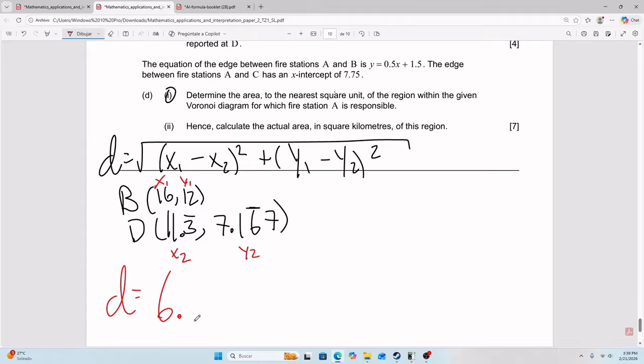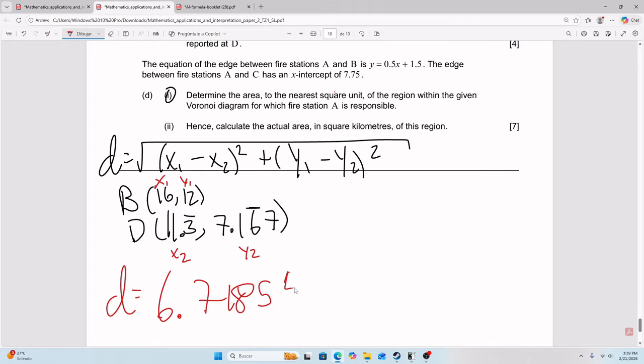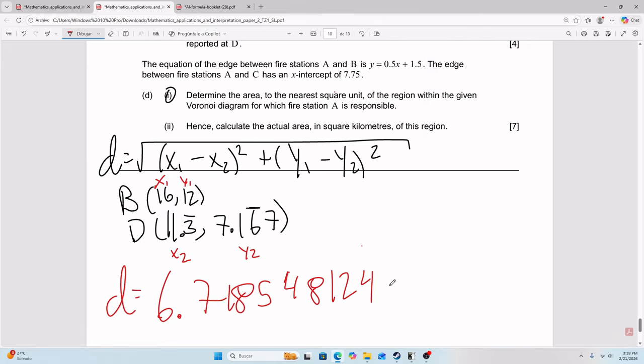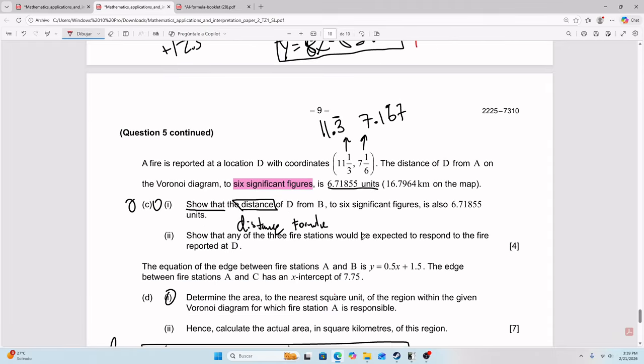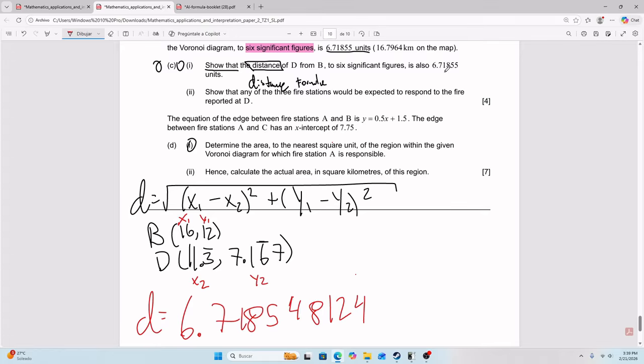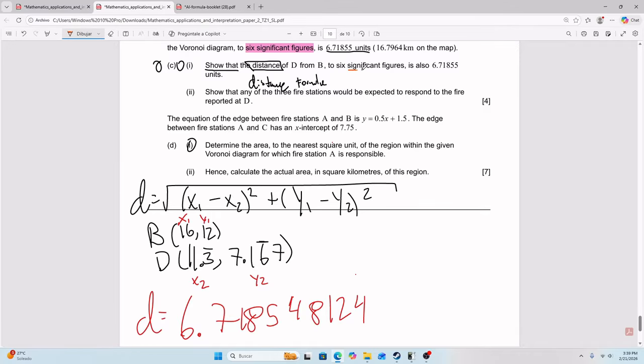Distance is 6.718548124. Let me double check. 6.7185488124. Thank you. Yeah. And they tell us to show that to 6 significant figures that you get 6.71855. So the challenge here as well is understanding how significant figures work.